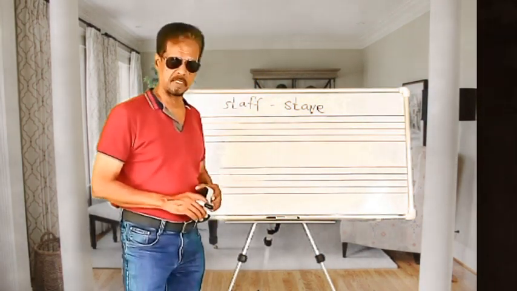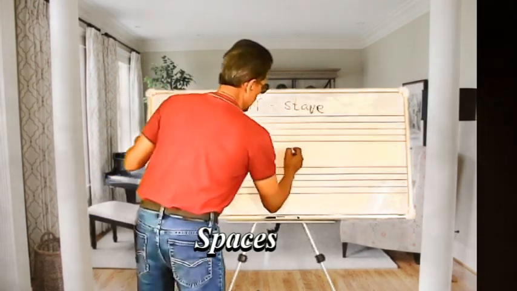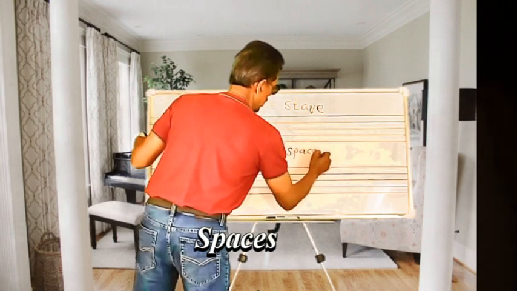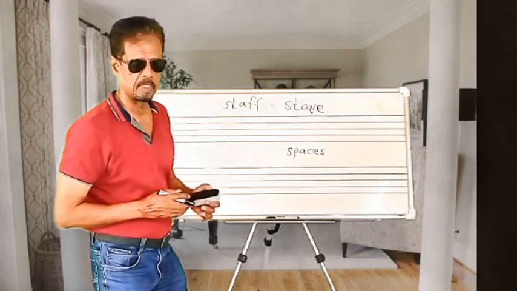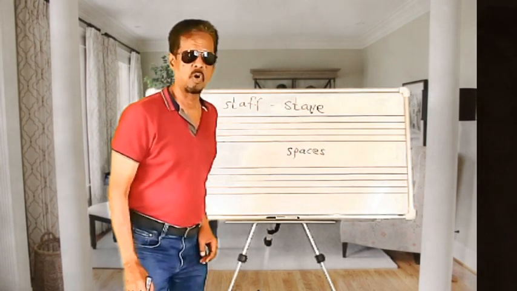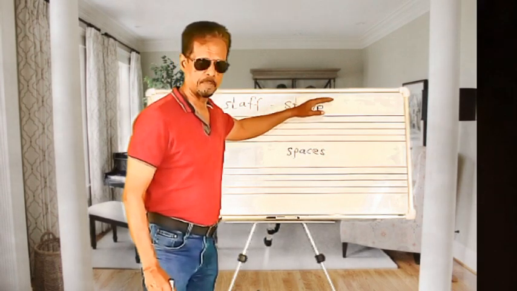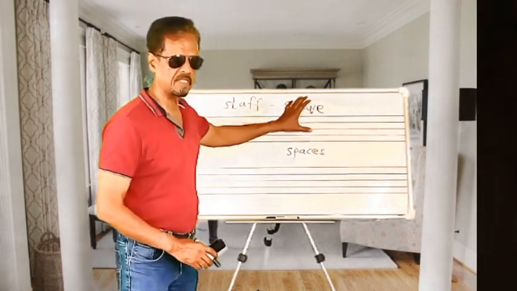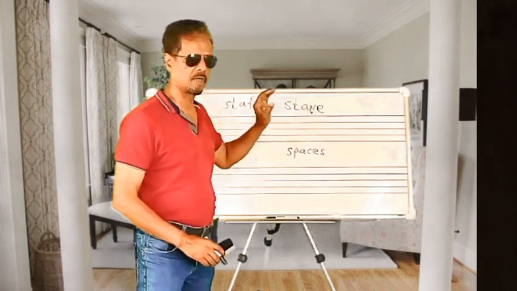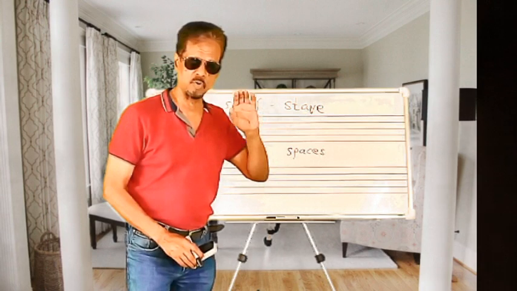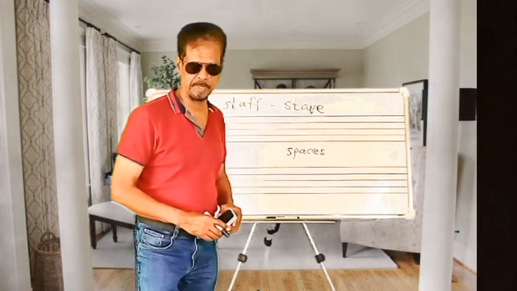In between the lines, we have what we call spaces. And we do have 4 spaces. And the spaces too are reckoned from the bottom to the top. On these lines and in these spaces, we write the notes. The notes are written on both the lines and in the spaces.